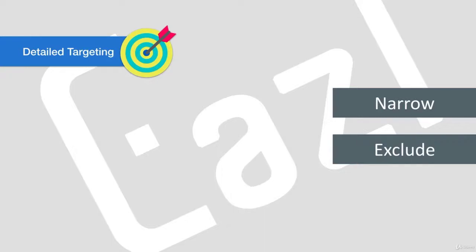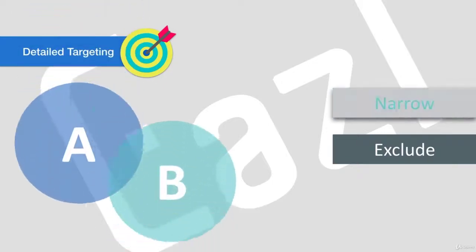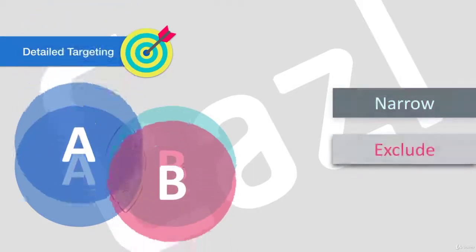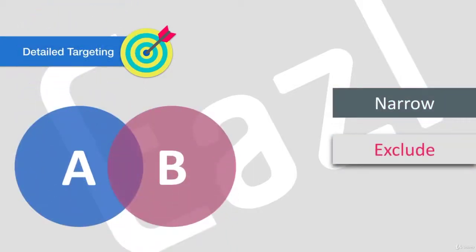In your ad set, you can narrow or exclude users to create an audience. When you use the narrow option, you're telling the platform that all users must match both A and B. When you use the exclude option, you're telling the platform that all users must match A and exclude B.